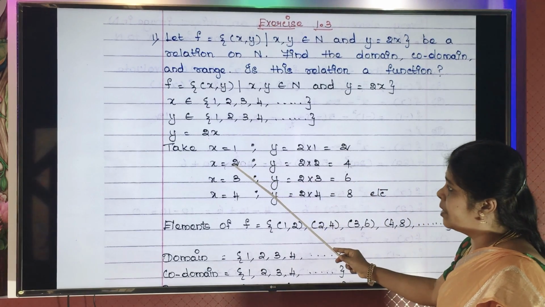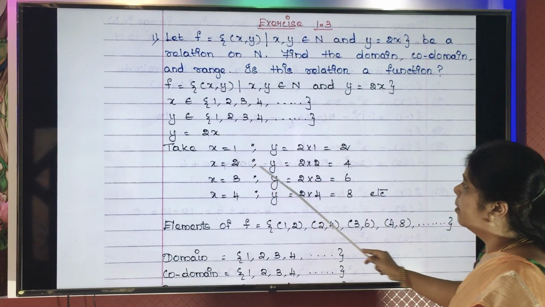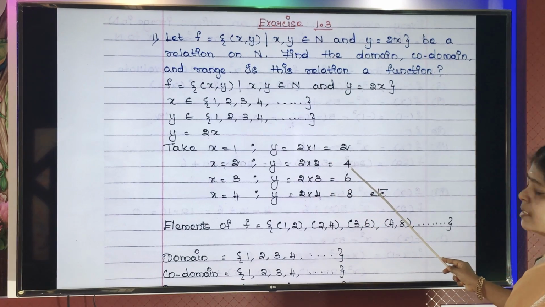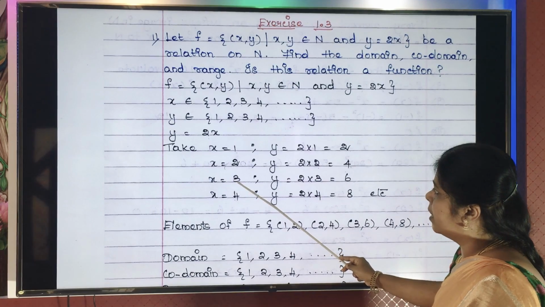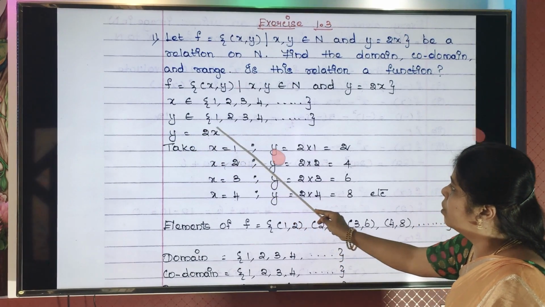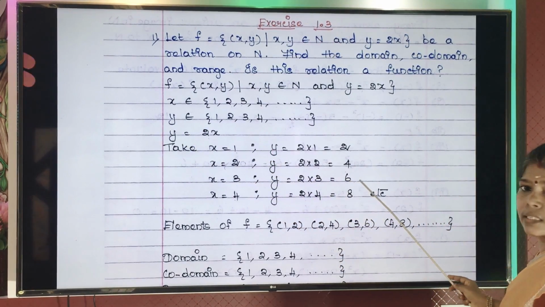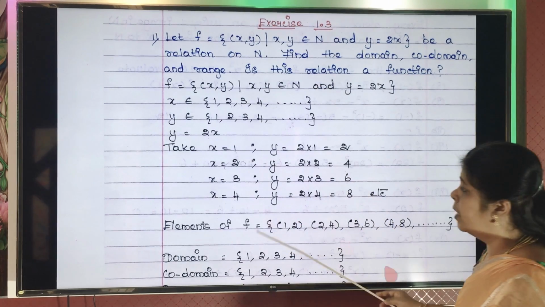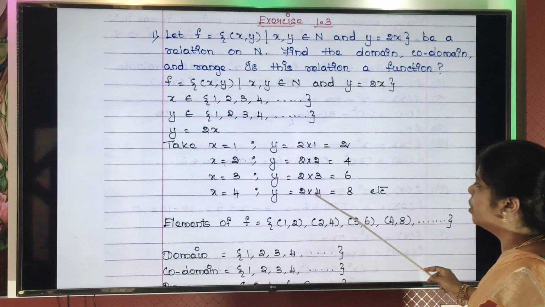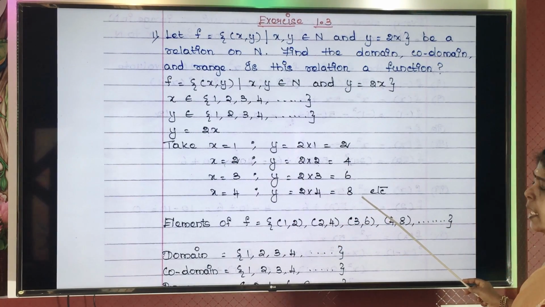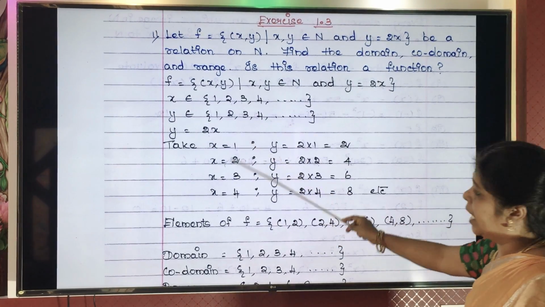Next take x equal to 2. Substitute here: 2 into 2. The answer is 4. Next take x equal to 3. So y is equal to 2 into 3, which is 6. Next one, x is equal to 4, which means y is equal to 2 into 4, it is 8. Okay, and it keeps going.